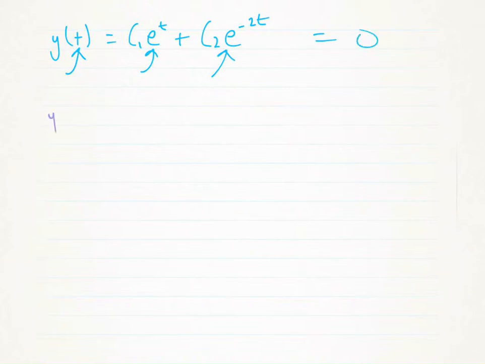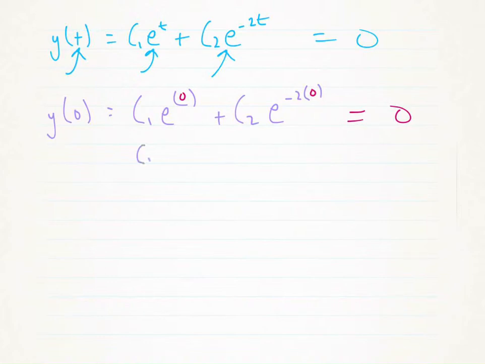So this is y of 0 is equal to c1 e to the blah plus c2 e to the minus 2 times blah. My blah here is 0, and I know when I work that out, this should all be equal to 0. So this is equal to c1 e to the power of 0, well, e to the power of 0 is 1, plus c2 e to the power of minus 2 times 0, which is 0, so e to the power of 0 is 1, equals 0. So c1 plus c2 is equal to 0. Right, and that's my first equation.